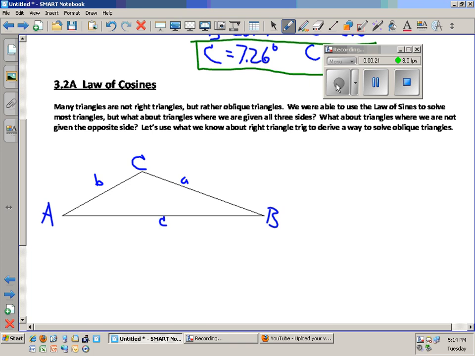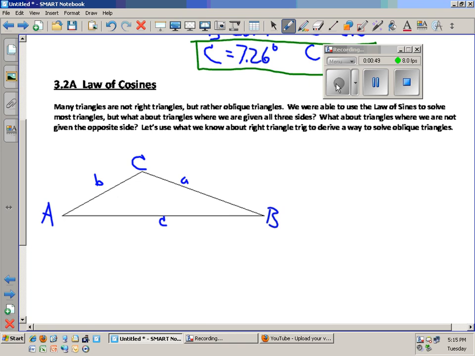There becomes a problem. As you read, it says many triangles are not right triangles, but rather oblique triangles. We know that. We're not able to use the law of sines to solve most triangles. What about triangles where we're given all three sides? Or what about triangles where we are not given the opposite side? Remember, the law of sines requires an angle and its opposite side.